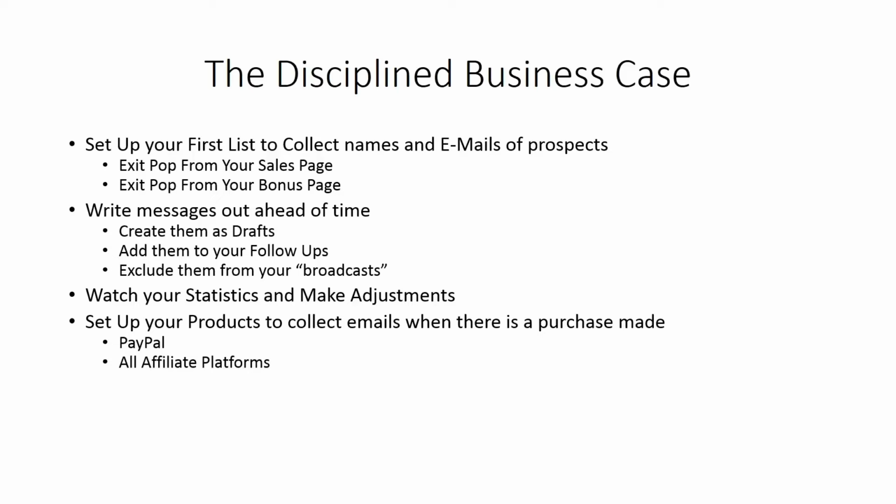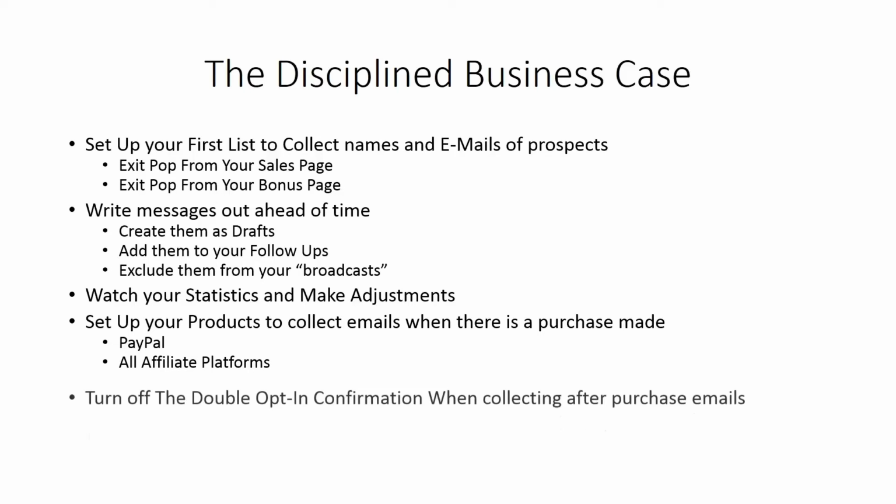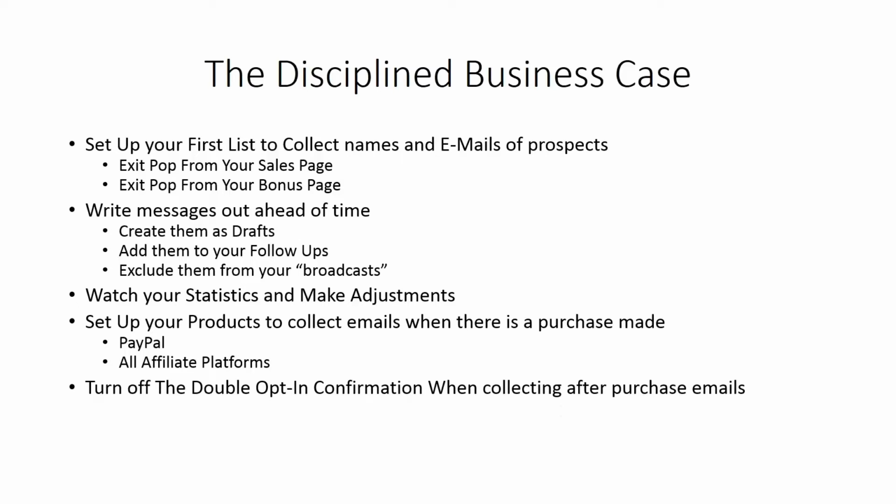Now, the other thing that you need to do, and I think I talked about this in the advanced course, make sure you turn off double opt-in confirmation when you're collecting purchase emails, right? After purchase, there's no need for you to double opt-in. And please do not think that you're being sneaky by doing that. People are not going to confirm if you try to confirm their email at that point. Again, don't overdo it. You were being ethical by collecting names and email addresses.